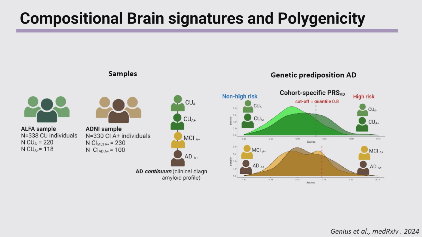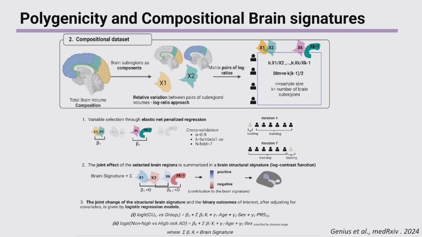The ALFA study is a cohort study in Barcelona in our research center. And here what we did was to compute genetic predisposition of Alzheimer's disease and try to see, using this compositional data analysis, if there was an association of genetic predisposition and the joint modulation of these brain structures. The algorithm is a bit complex.